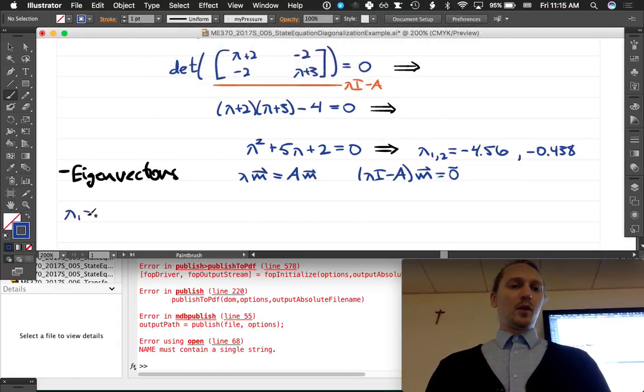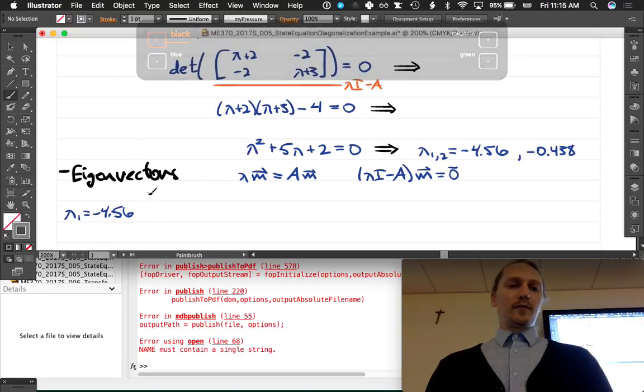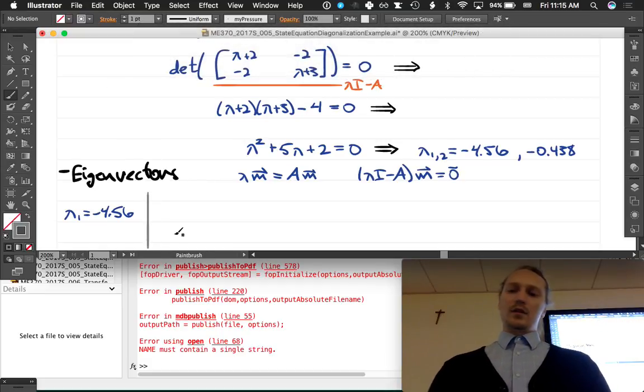So we'll do that for each value of lambda. So lambda 1 equals negative 4.56. We're going to compute the eigenvector. So all we need to do is plug in lambda 1 into this expression. Just get rid of the determinant, though. We don't want the determinant, and we want an m here. So it's not the same equation, it's just the same matrix.